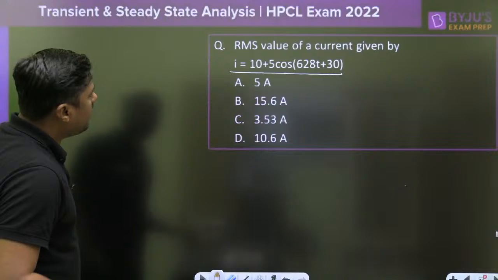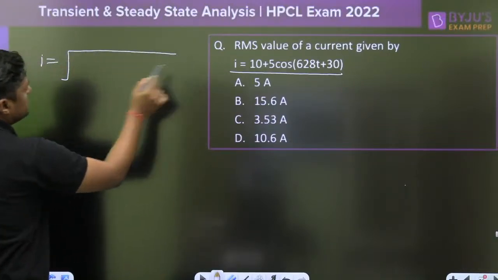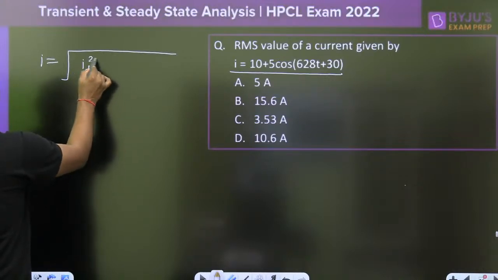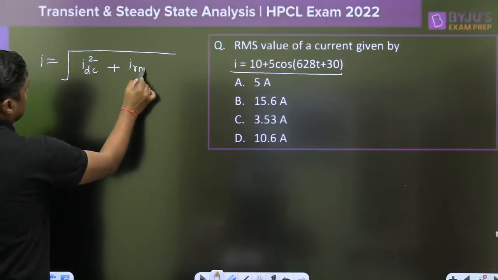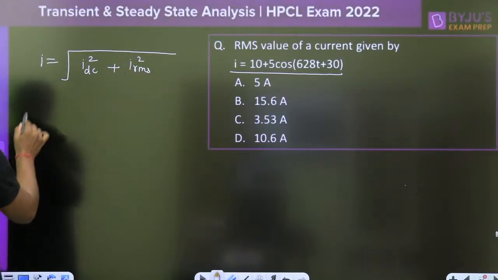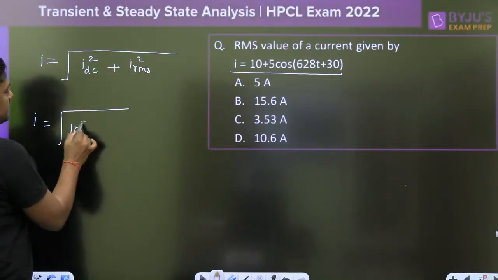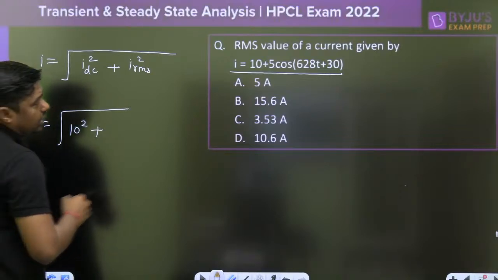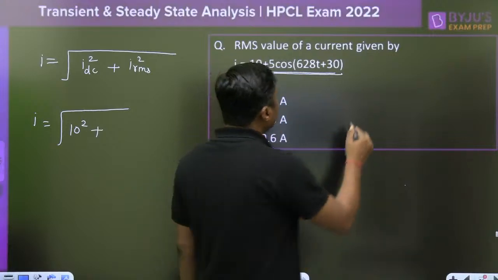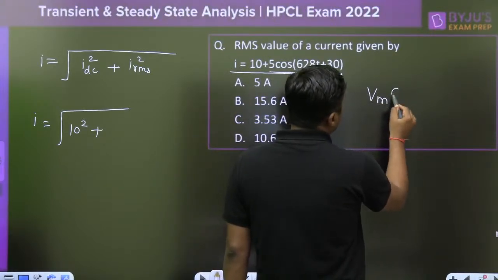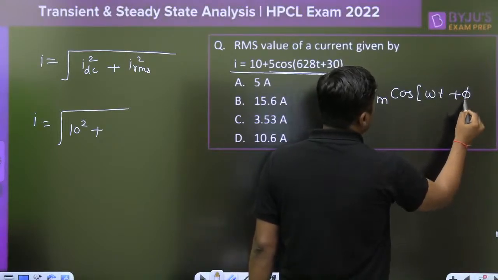The RMS value is equal to I is equal to, always remember if there are two signals, DC plus AC, then RMS value of the DC plus the RMS value of the second signal, and square of this. For a DC signal, the RMS value remains the same, that is, the DC value is the RMS value of the DC signal, 10 square plus the RMS value of the sinusoidal signal. It is a cos, right? This is the representation Vm cos of omega t plus phi or theta we can say.